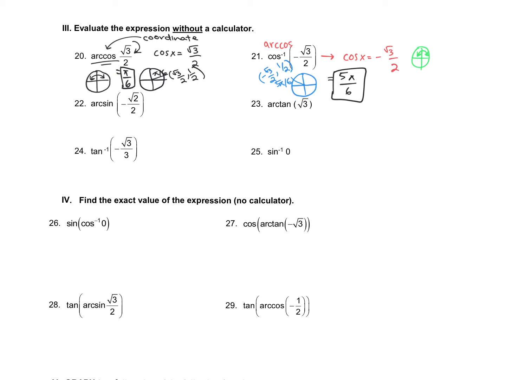Now let's look at number 22. Number 22 is arcsine of negative root 2 over 2. Now, it's the same type of problem, but it is still a little different because instead of arc cosine, we have arcsine.